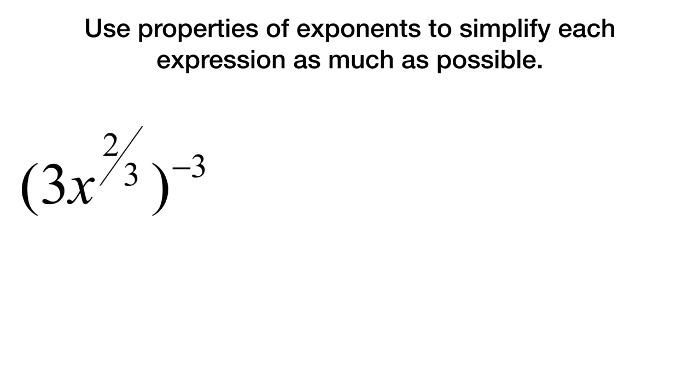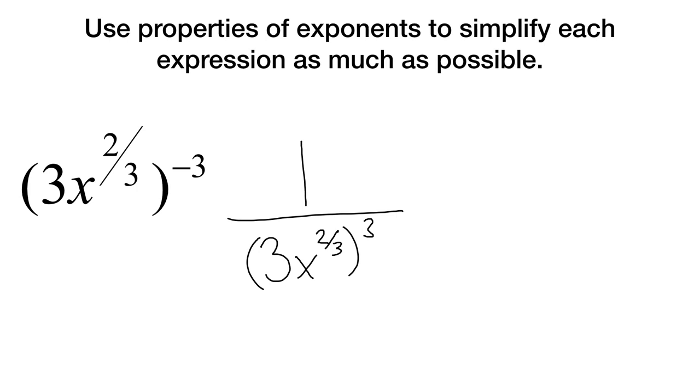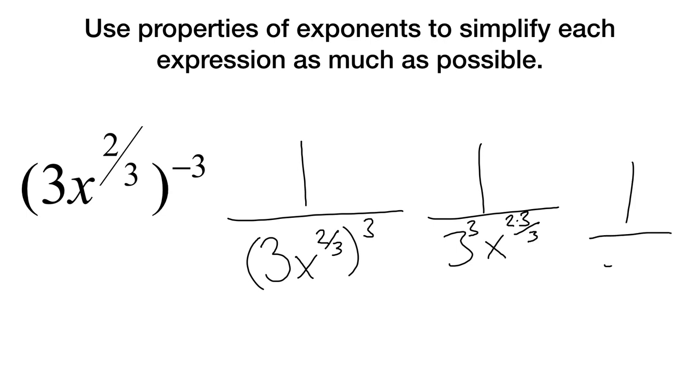All right, now for this one, first I'm noticing the negative. So I'm going to go 1 over 3x to the 2/3, now cubed. So what that means is 1 over 3 cubed and x to the 2 times 3 over 3. So 3 cubed is 27, and 3 over 3, those cancel out, meaning it's just x squared.